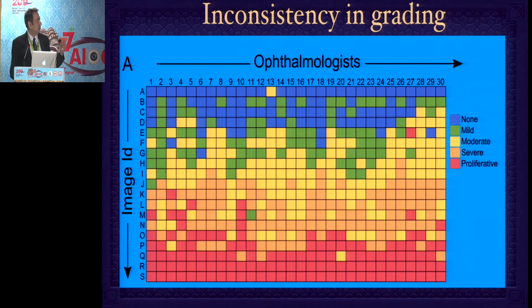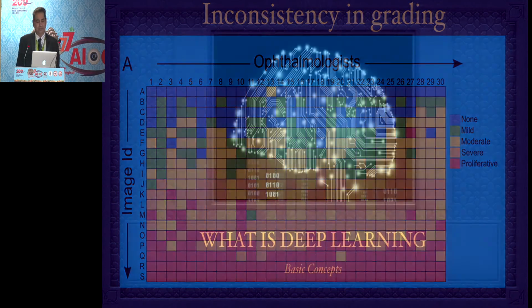There is also, we know, inconsistency in grading. So these are 30 ophthalmologists who are grading this set of images, and what is worrying is that even for the red one that is proliferative, there are a couple of ophthalmologists who have labeled it as moderate or mild diabetic retinopathy. That means there is very much inconsistency, and probably AI is something which can have a more consistent way of grading diabetic retinopathy.